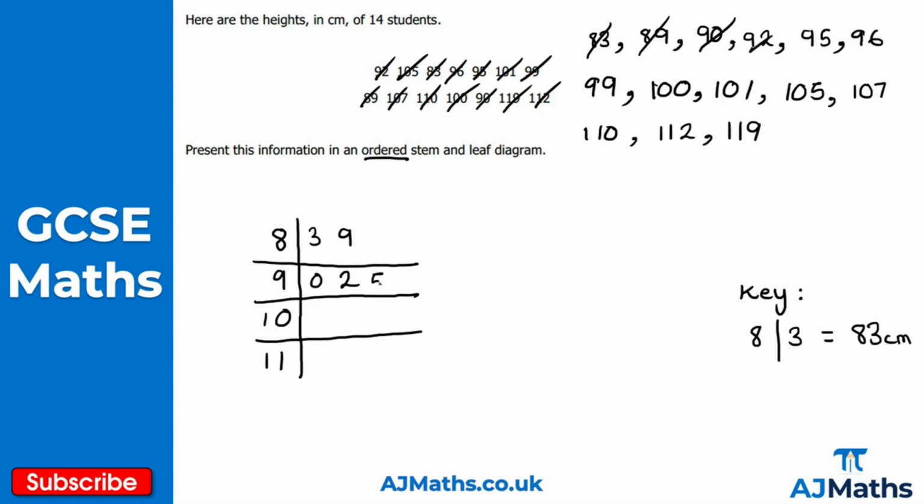95, that's just going to be a 5. 96, we put a 6. And then finally 99, well, we just put a 9 here at the end. Okay. We move to the hundreds now.